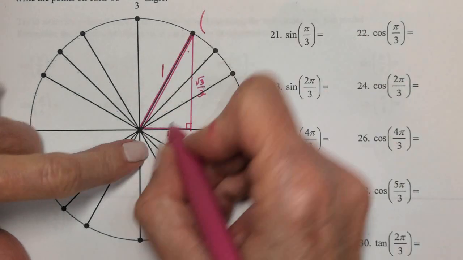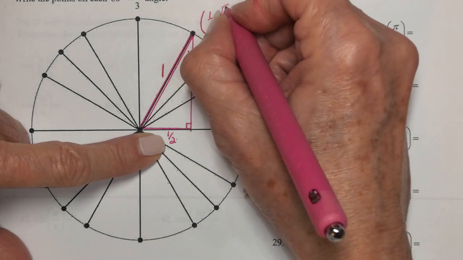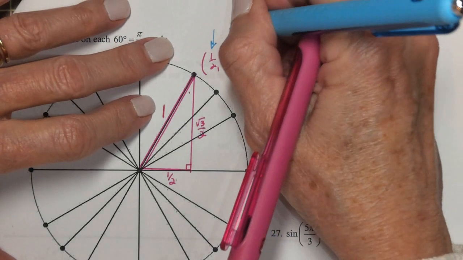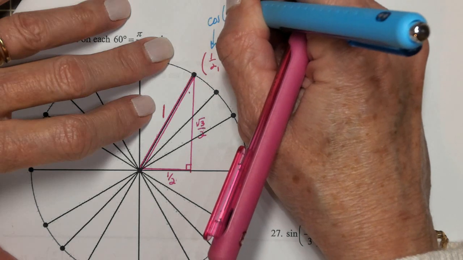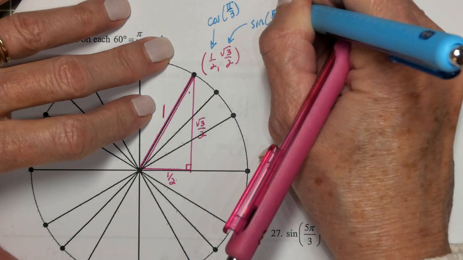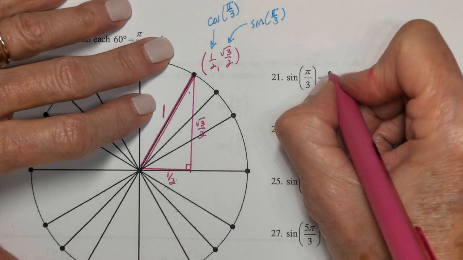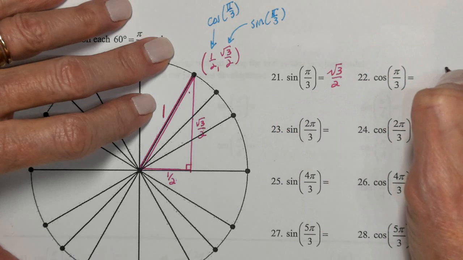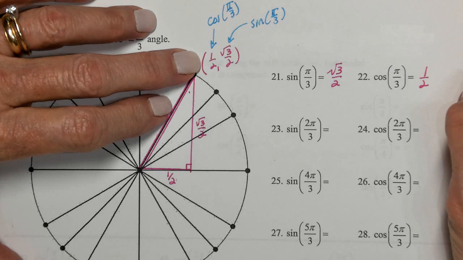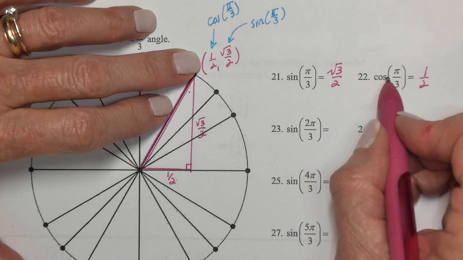So for this point the x-coordinate is 1/2, the y-coordinate is square root 3 over 2, and remember, x-coordinate is cosine, y-coordinate is sine, always. So sine of pi over 3 is square root 3 over 2. Cosine of pi over 3, 1/2. Now that we know those, these are the two that you need to memorize.